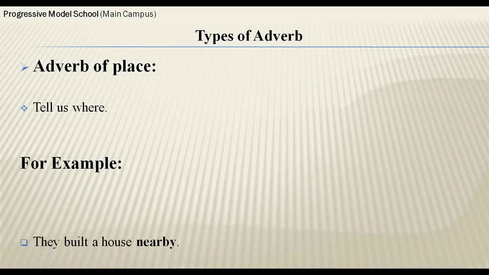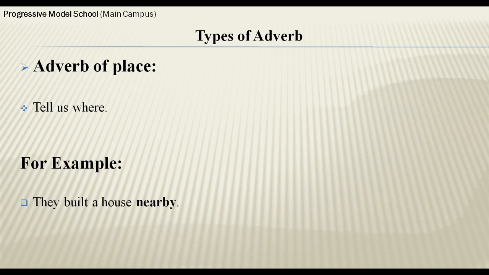So now let's move towards another type of adverb, that is adverb of place. Adverb of place tells us where the verb happened. We place it after the main verb or object or at the end of the sentence. And it provides us the answer to the question where. Let it clear by the examples.